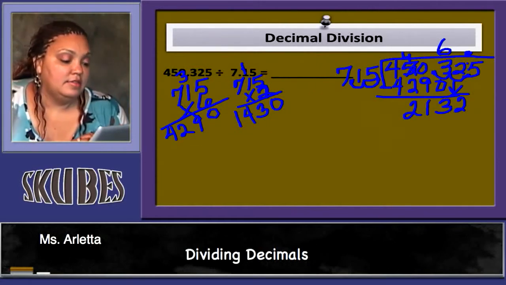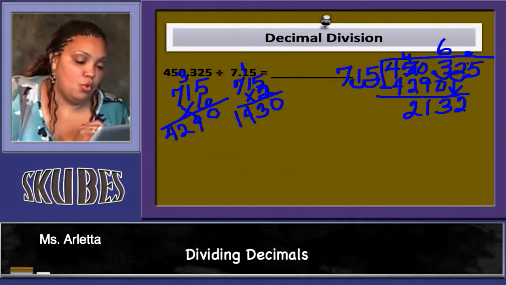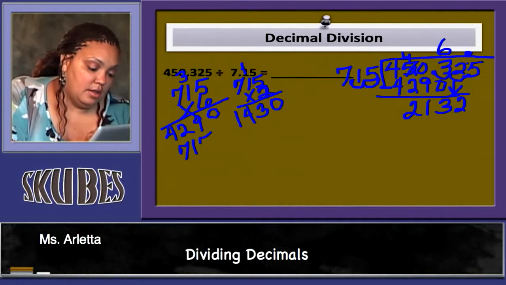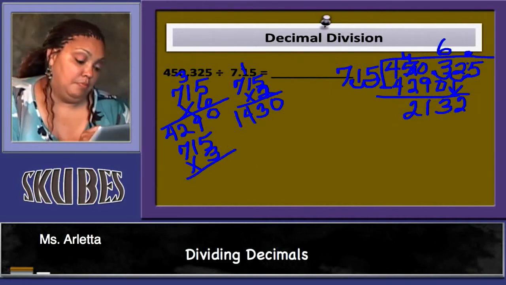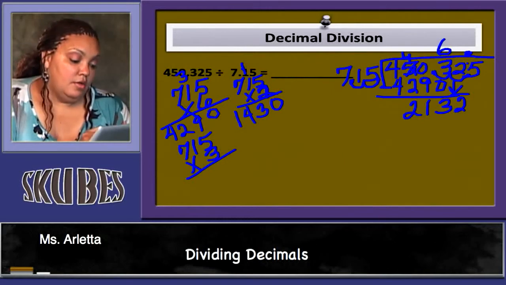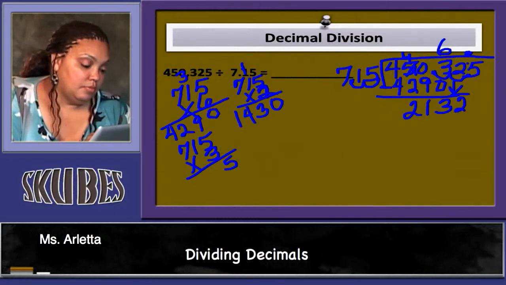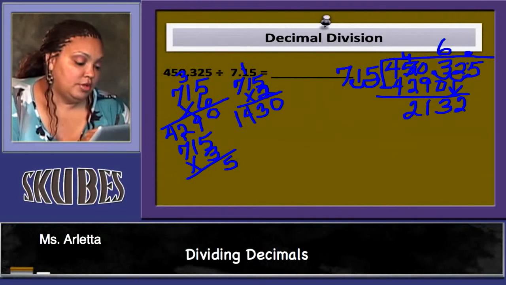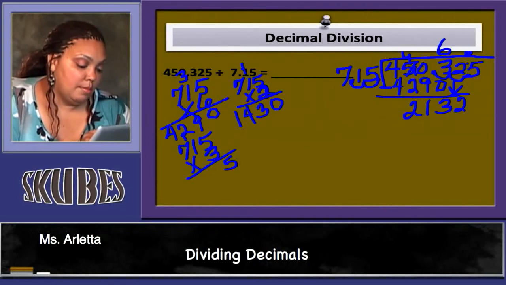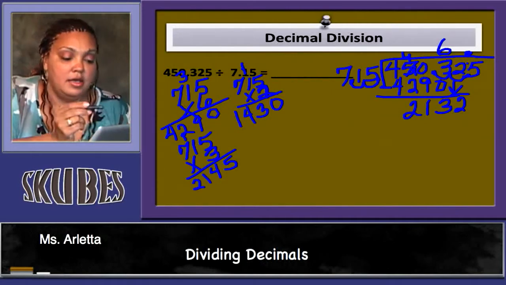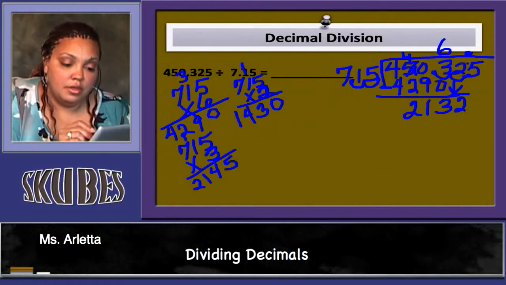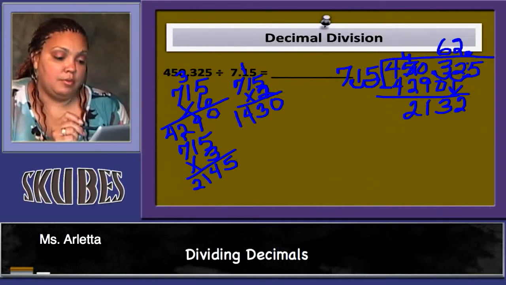If we tried 715 times 3, it may work, so let's try it. I was thinking it may be too high, but we'll see. 3 times 5 is 15. Carry your 1. 3 times 1 is 3, plus the 1 makes 4. 3 times 7 is 21. And yes, it is just a little bit too high. So 2 would be the correct choice to make there.